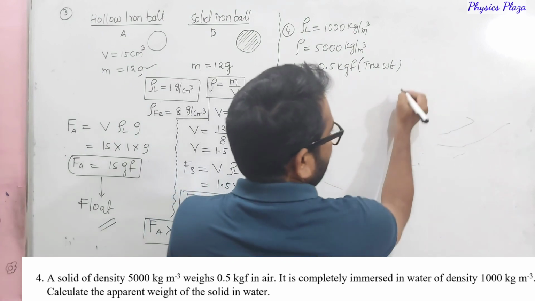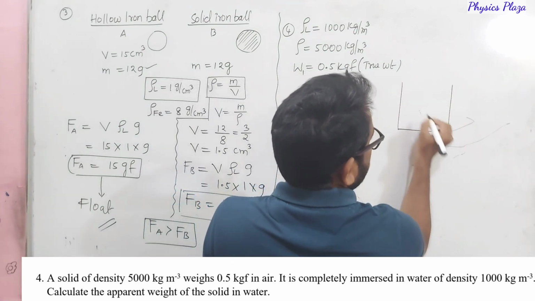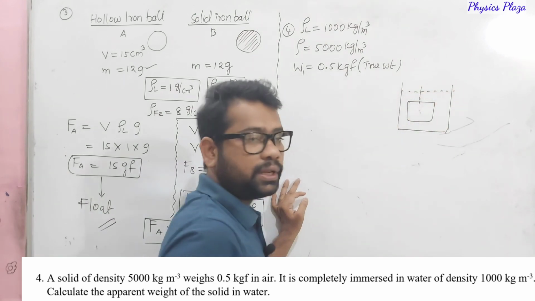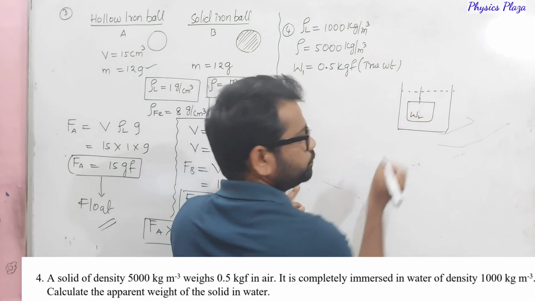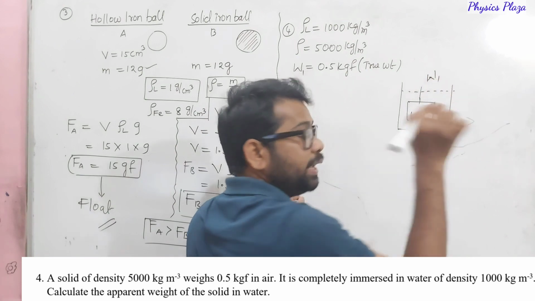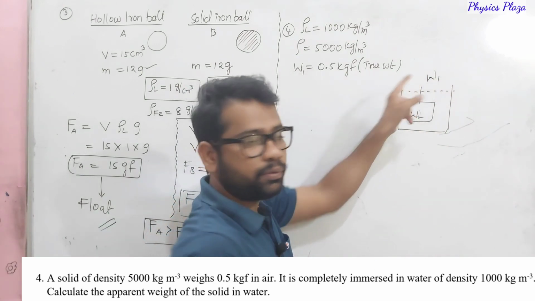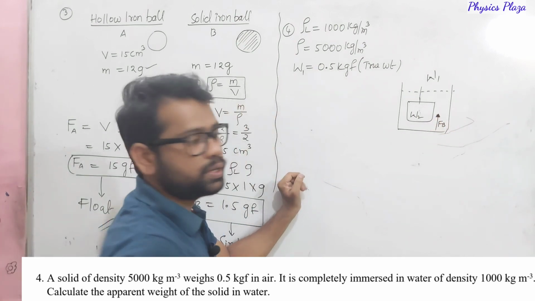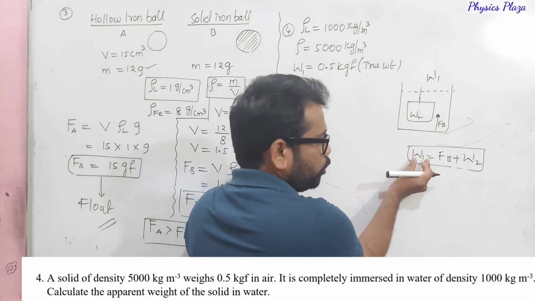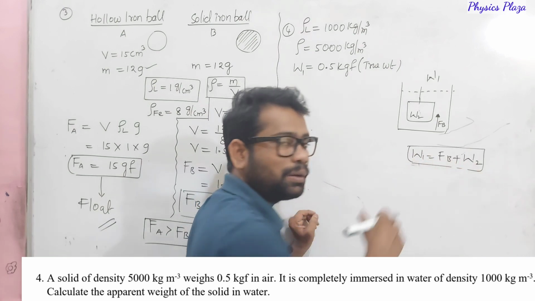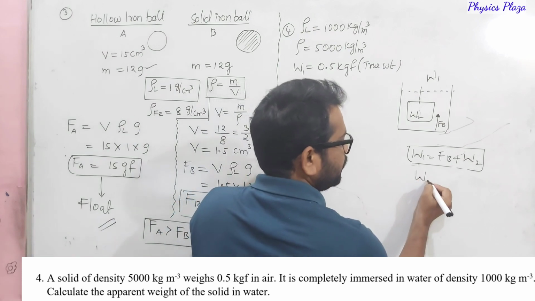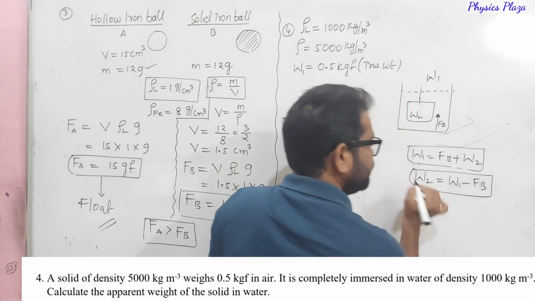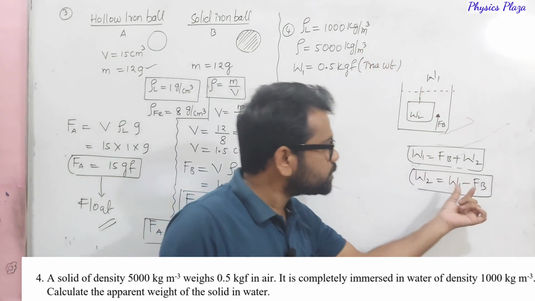Children, what is the idea? Look at here. When this body is immersed completely, let us say W2 is its weight, and W1 is the weight when it is in air. W2 will be less than W1 because of the buoyant force. So here it is clear that true weight is equal to apparent weight plus buoyant force. Then apparent weight is equal to W1 minus FB. So from the true weight we need to subtract the buoyant force.